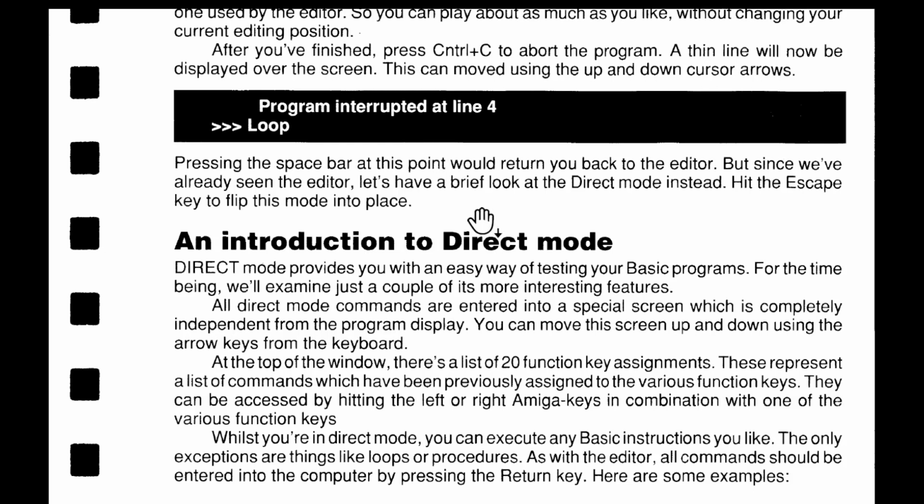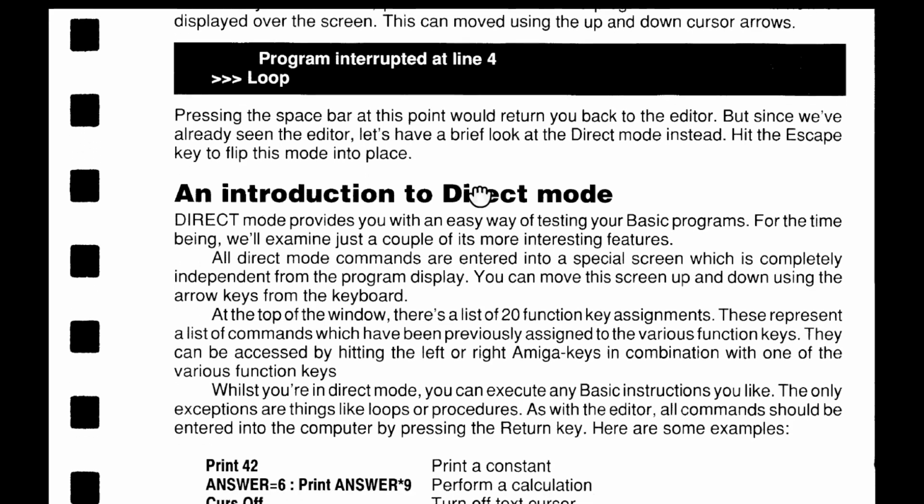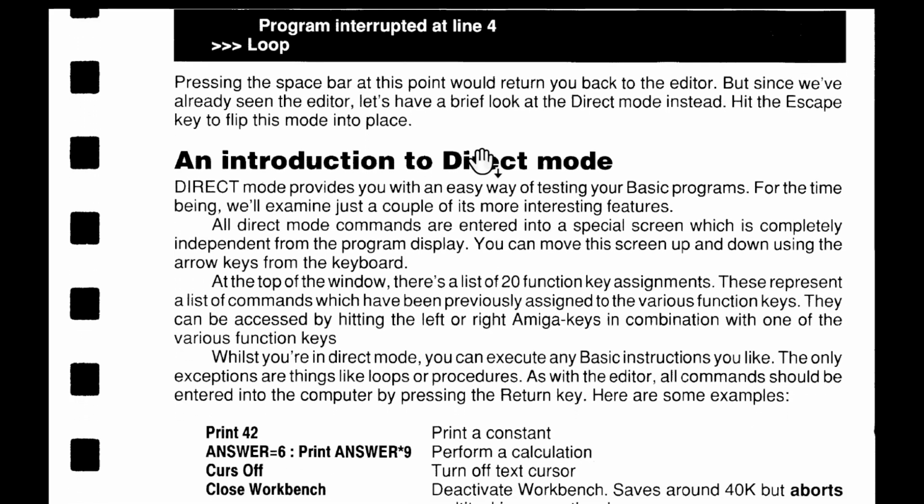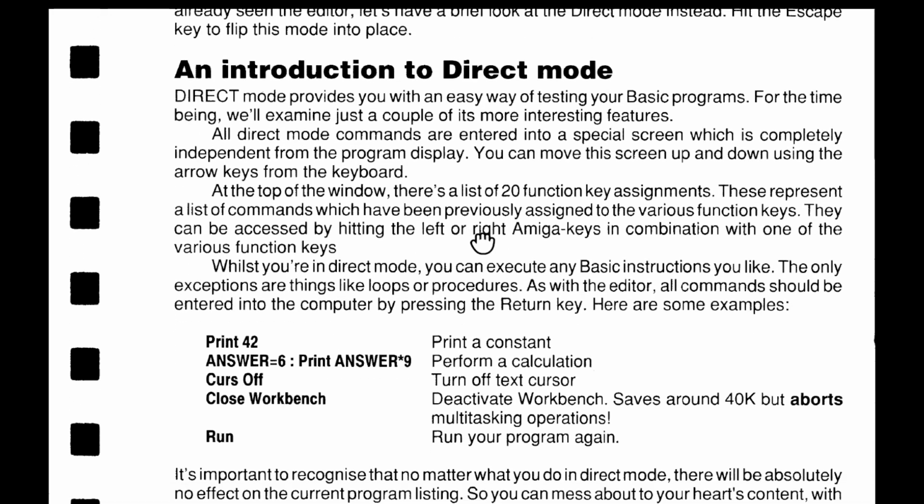This can be moved using the up and down cursor arrows. Program interrupted at line 4. Loop. Pressing the space bar at this point would return you back to the editor. But since we've already seen the editor, let's have a brief look at the direct mode instead. Hit the escape key to flip this mode into place.